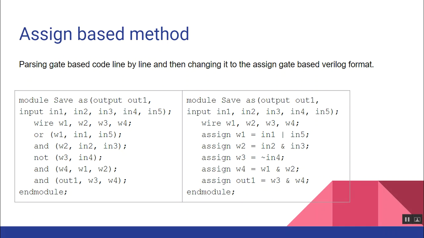Now we parse the gate based code line by line and change it to the assign gate based Verilog format. Each line of the code on the left hand side has been parsed into the block on the right hand side. Here the OR operation is indicated by a line between two inputs, input 1 and input 5, and the result is shown in intermediate wire W1. Similarly, the AND operation, indicated by an ampersand, is operated between two inputs, input 2 and input 3, and the result is stored in the intermediate wire W2. The same applies for the NOT operation and the other two AND operations and gates.